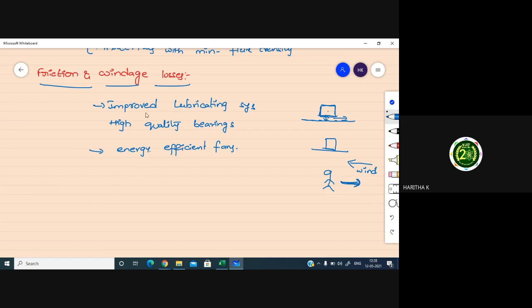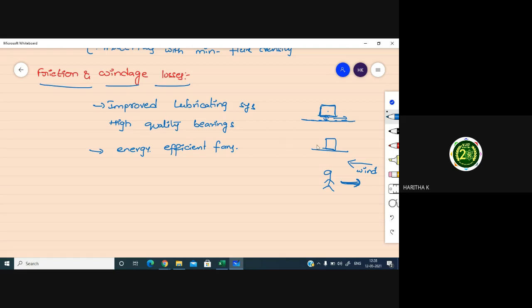We have to improve the lubricating system. That means a high quality lubricating system we have to use, and high quality bearings also we have to use to reduce the frictional losses. So these are all about the fixed losses. They will not depend on anything. These are all constant losses.